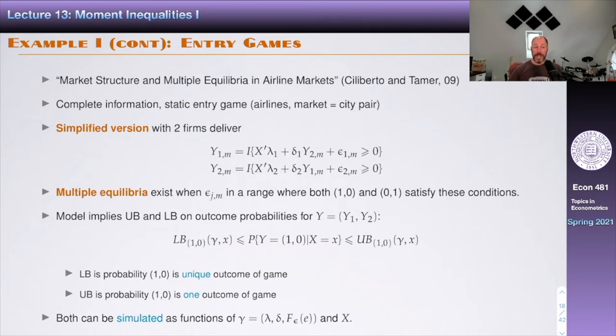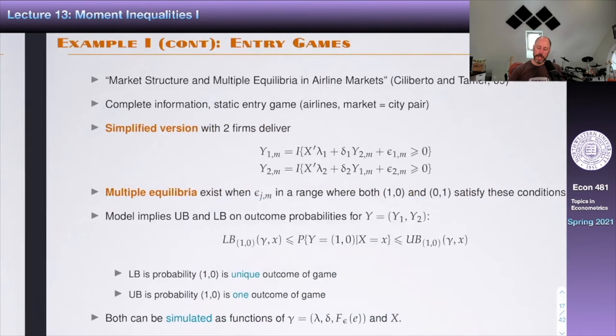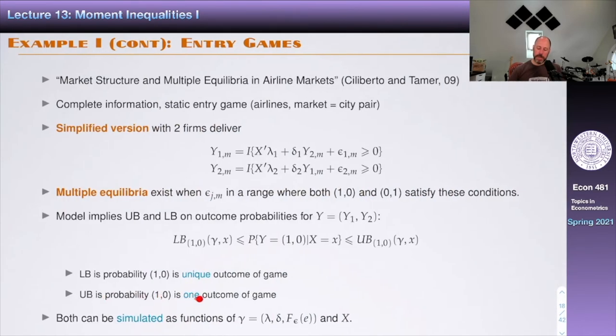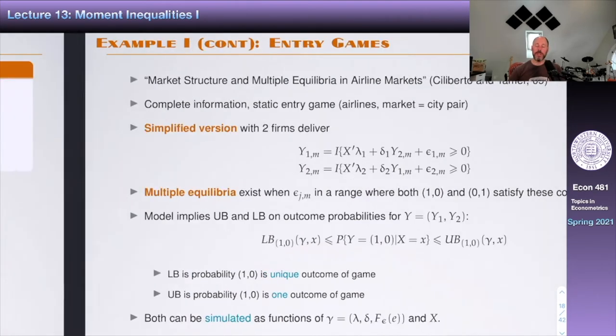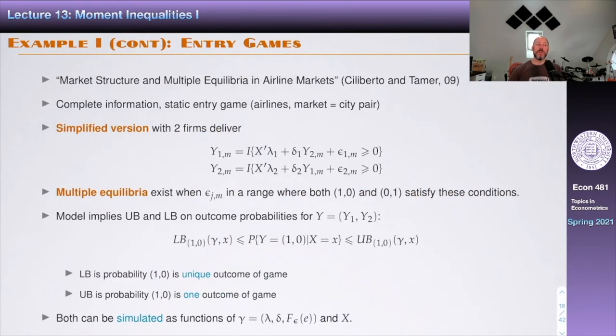What are these? Intuitively they are exactly the same as the ones we got from the example, where the lower bound is the probability that 1-0 is the unique outcome of the game. And the upper bound is the probability that 1-0 is one of the outcomes of the game. And that's how you typically simulate.